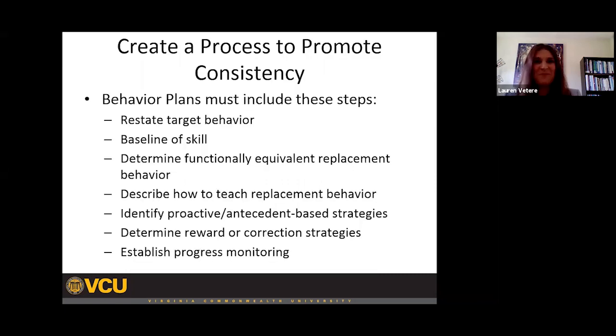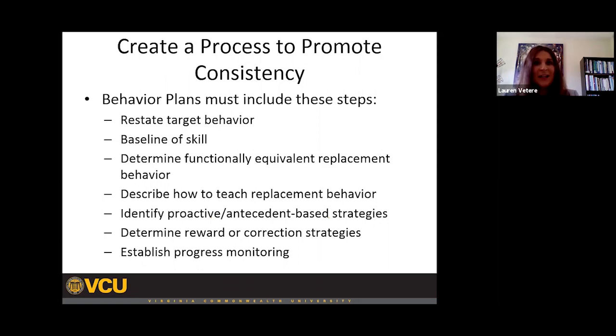So next step, how do we decrease the number of incomplete FBAs or BIPs? We create a process to promote consistency. Last year, Noel, Gino, and I conducted a review of FBAs and BIPs. And during that audit, we discovered many detailed and thorough FBAs and BIPs, but often essential components of the behavioral process were missing, or they weren't individualized to the specific student.